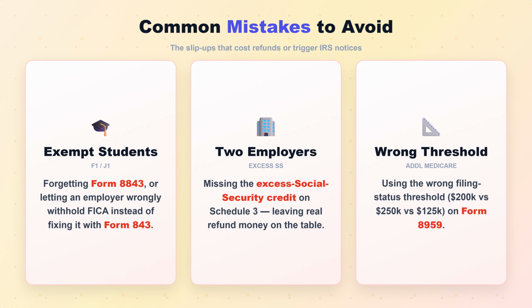Let's cover the common mistakes to avoid. For exempt students, forgetting to file Form 8843 or letting an employer wrongly withhold FICA instead of fixing it with Form 843. For people with 2 employers, missing the excess Social Security credit on Schedule 3, which leaves real refund money on the table. And for high earners, using the wrong filing status threshold on Form 8959. Watch for these 3 and you'll save your clients money.